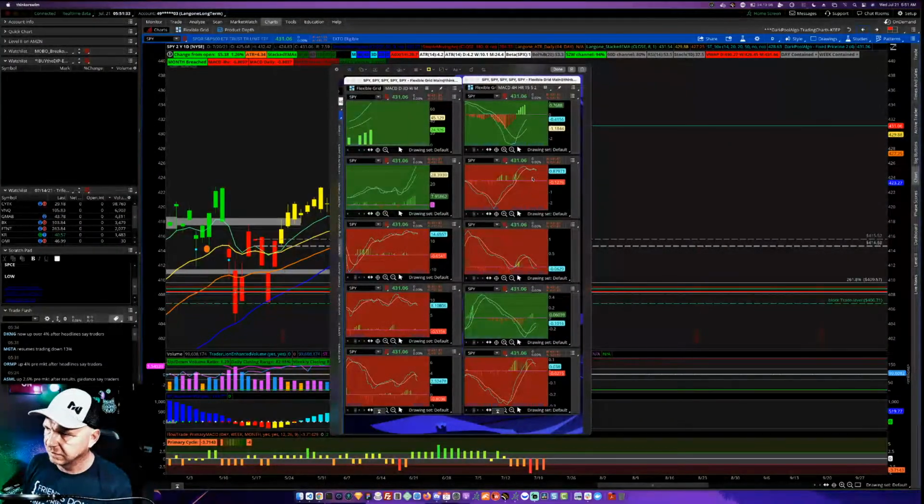These little 4-hour, 1-hour ones, so we've got 4-hour, hourly, and 15 are pulling stuff down as well. The 4-hour is kind of trying to hold stuff up. The SPY looks very heavy.